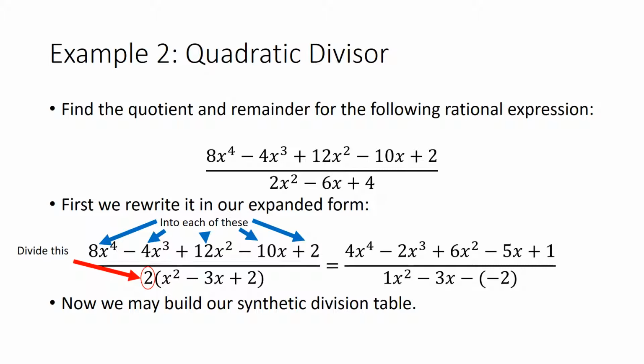The last rule that we have to remember is that all of the terms in the denominator are subtracted, and that means all of the pluses become double negatives, if you will. So our rational expression that we're going to apply synthetic division to comes to 4x to the fourth minus 2x cubed plus 6x squared minus 5x plus 1, all of that divided by 1x squared minus 3x minus negative 2. Now we have satisfied the 4 rules, and now we are ready to build our synthetic division table.